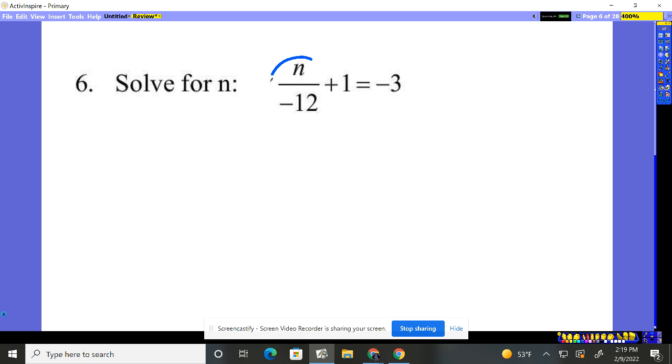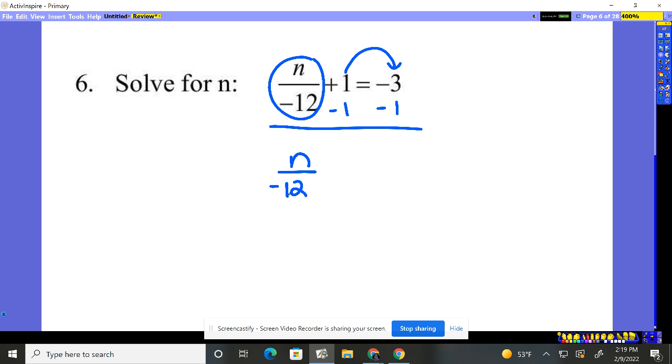I'm trying to isolate this piece. So I'm going to move my 1 over by subtracting 1 from both sides. That gives you n divided by -12 equals -4. Now, how do I get n by itself? I have to undo the dividing. So we'll multiply both sides by -12. That'll get rid of them here. But since I did it to the left, I must do it to the right side of the equal. And I'm left with n equals -4 times -12, which is positive 48.